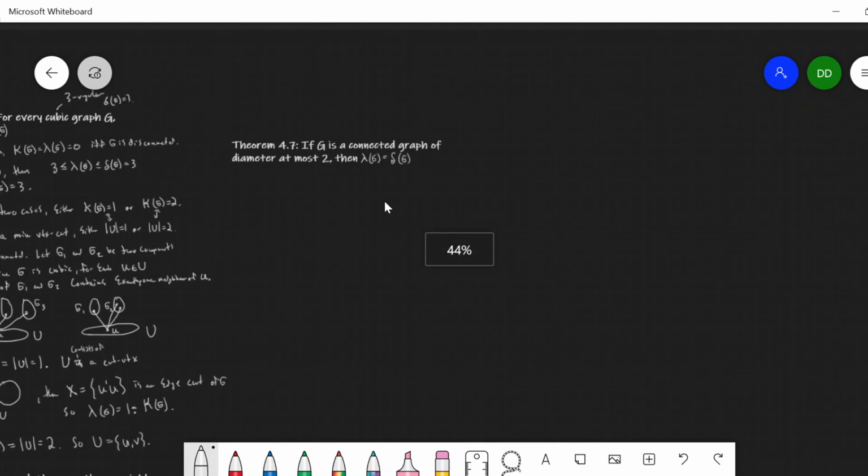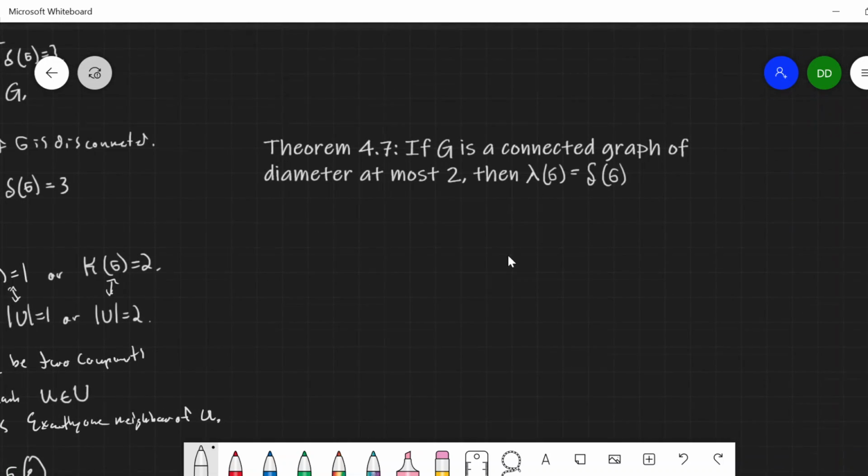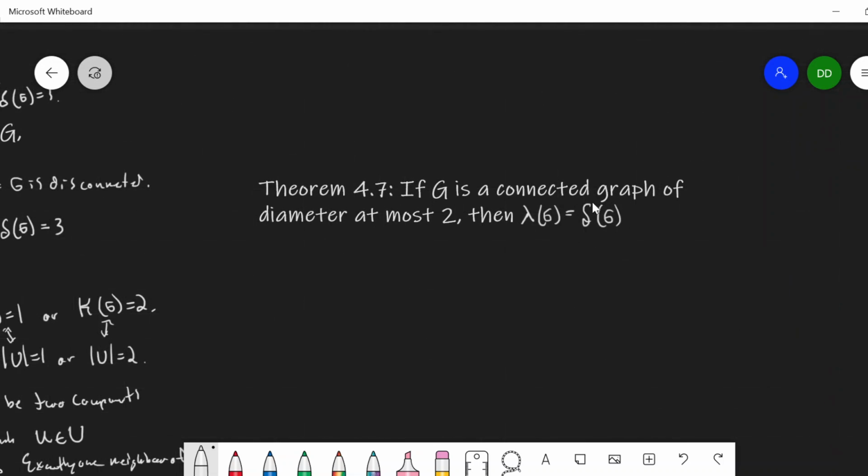I'm not going to prove this theorem, but I'm going to mention it. So we've also seen the other part of this Whitney inequality, that the edge connectivity is at most the minimum degree. What this establishes is a class of graphs for which that part of the inequality is exact, is actually an equality. And that is the case when we have a connected graph of diameter at most 2. So for any of these graphs, edge connectivity and minimum degree are exactly the same. Again, I'm not going to prove that, but hopefully you'll be able to use this if you need it for a homework problem.